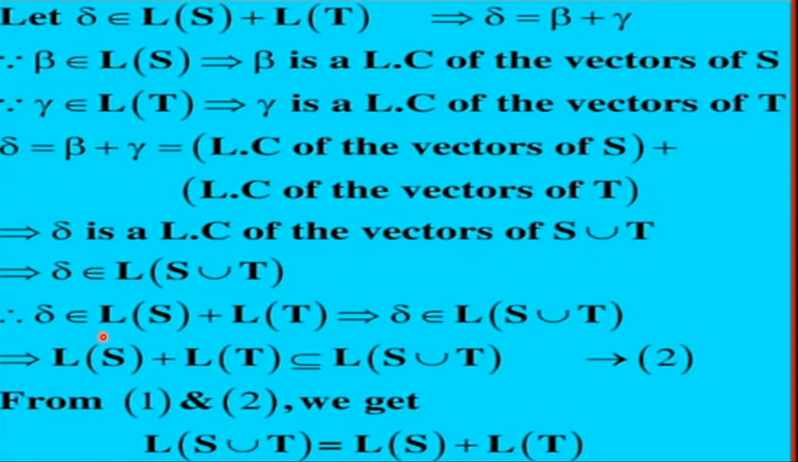Therefore, every element of L of S plus L of T is an element of L of S union T. That gives L of S plus L of T is a subset of L of S union T, denoted by 2. From 1 and 2 we get L of S union T equal to L of S plus L of T.